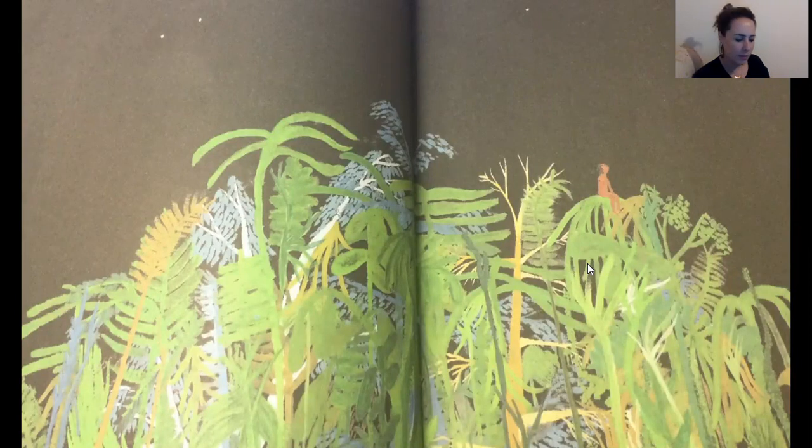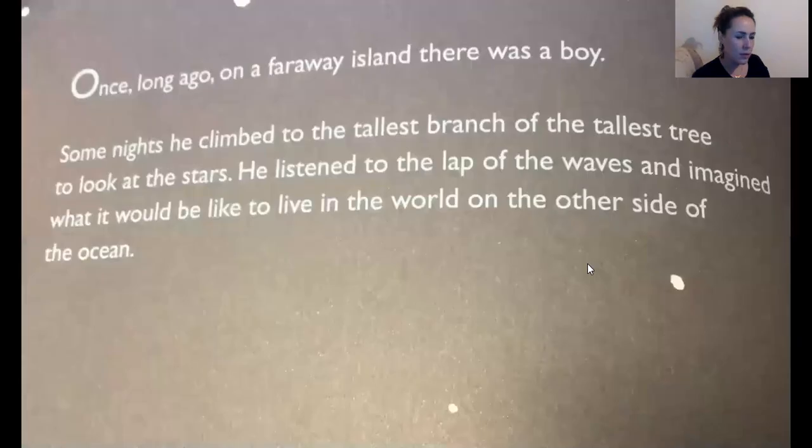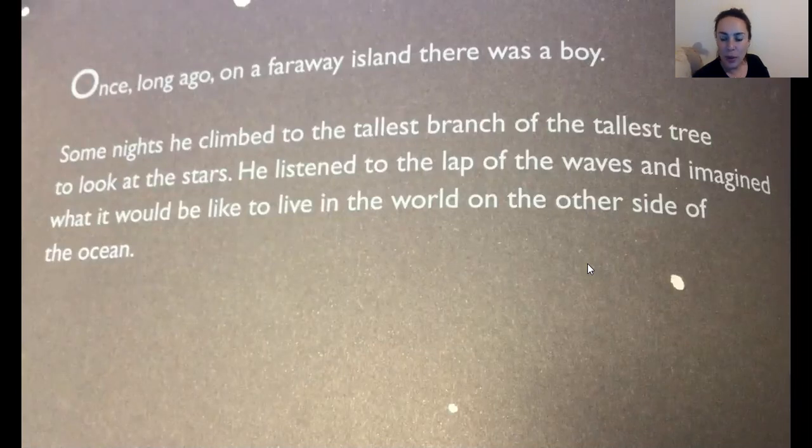There's our illustration with our boy sat looking. So the text. Once long ago on a faraway island, there was a boy. Where might this island be? Some nights he climbed to the tallest branch of the tallest tree to look at the stars. Have you ever seen any trees like this in England? Where might the trees be? He listened to the lap of the waves and imagined what it would be like to live in the world on the other side of the ocean.